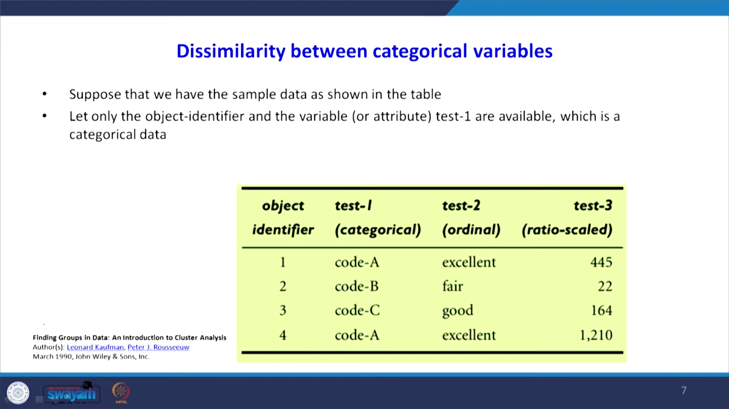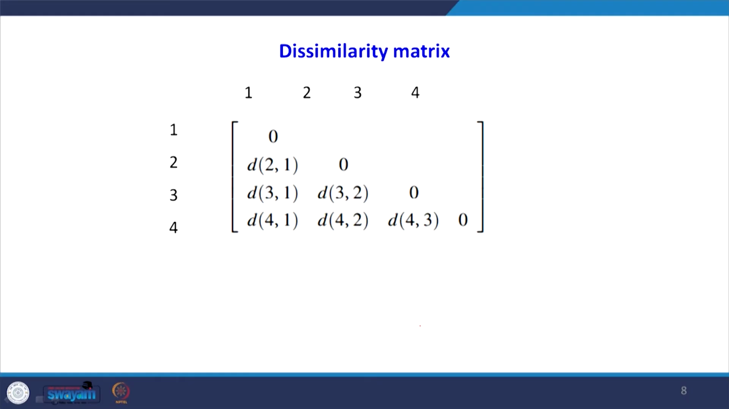Let only the object identifier and the variable test 1 be available, which is a categorical data. So, for this example, we are going to consider only 2 columns. One is the object identifier, the second one is test 1, which is categorical data. The dissimilarity matrix is, see that we are showing only the lower triangle. 1, 2, 3, 4 is the object identifier. The diagonal will be 0 because the dissimilarity is 0 when i equals j. So, this location is d(2,1), second row first column. This location is third row first column, third row second column. This location is fourth row first column, fourth row second column and fourth row third column.